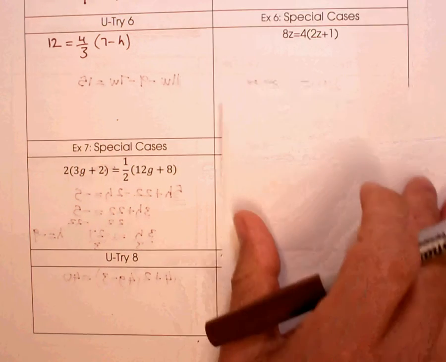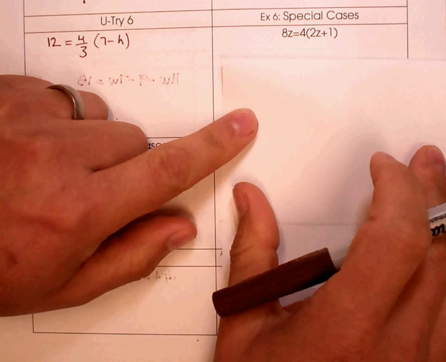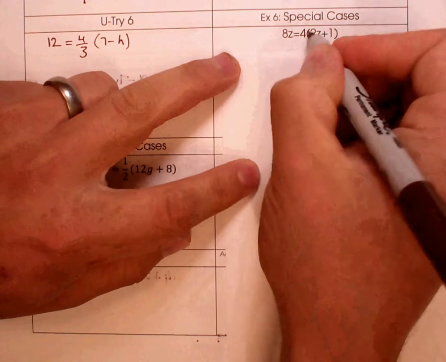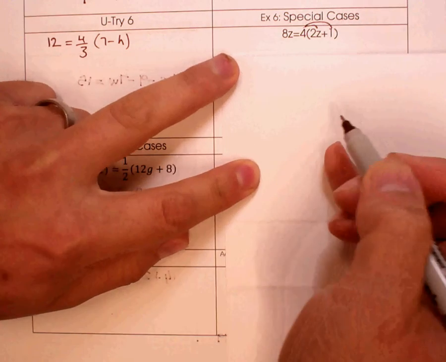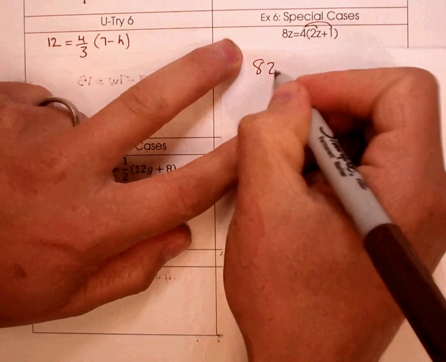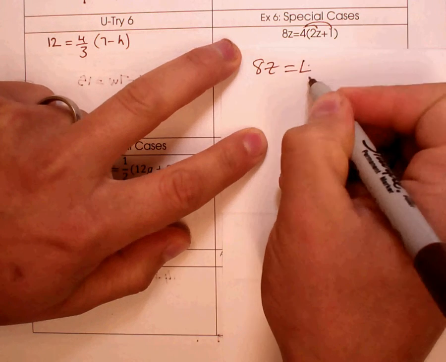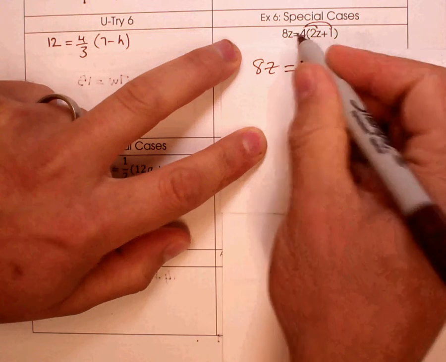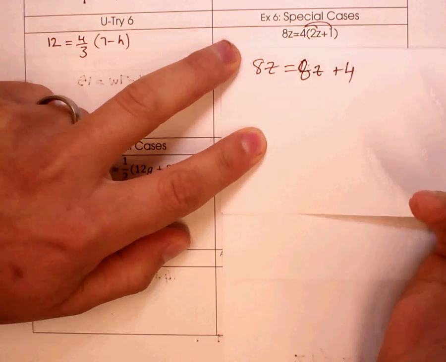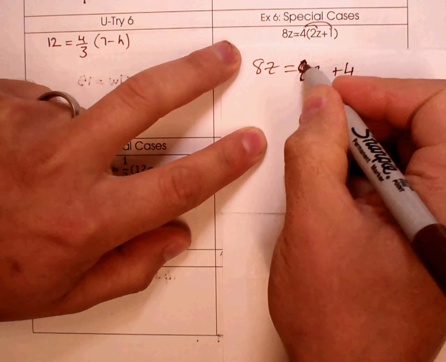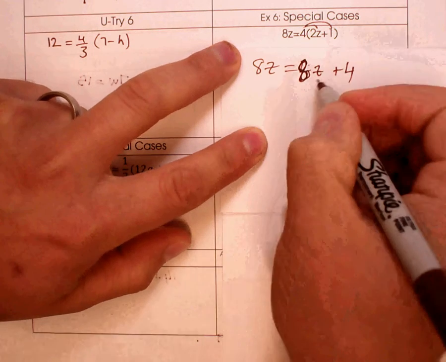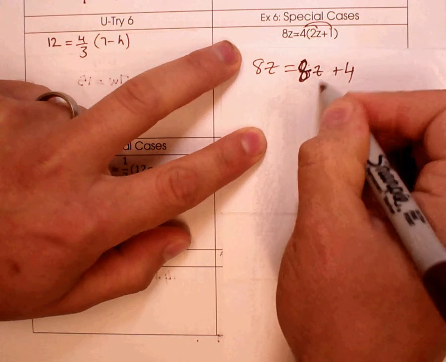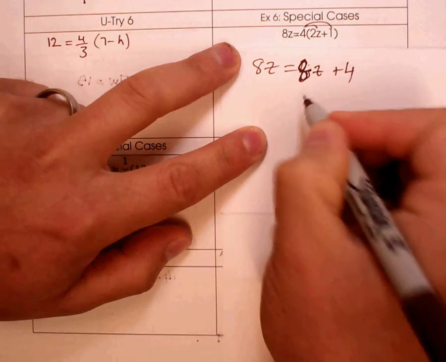Here's our next example. On this example, we will be working with the distributive property first. If we distribute 4 inside the parentheses, we will get 8z is equal to 4 times 2 is 8z, 4 times 1 is 4. We know that we are going to gather the variables on one side, and if I were to gather z's on the left side, that means I need to get rid of the z's on the right side.